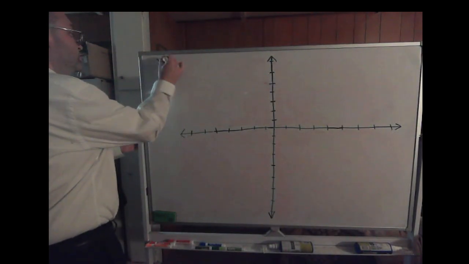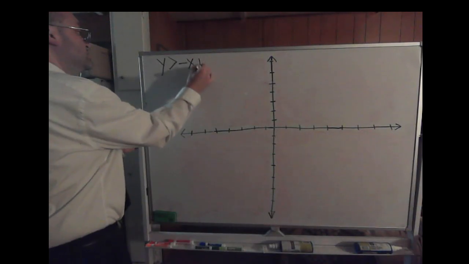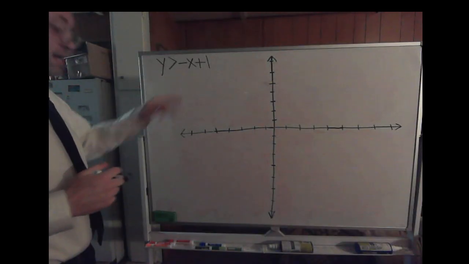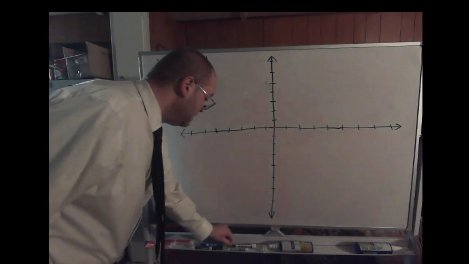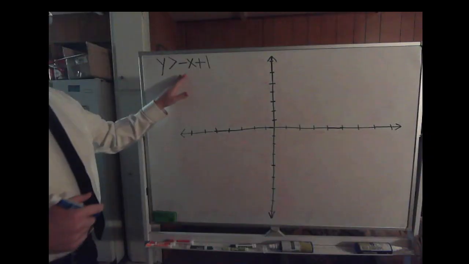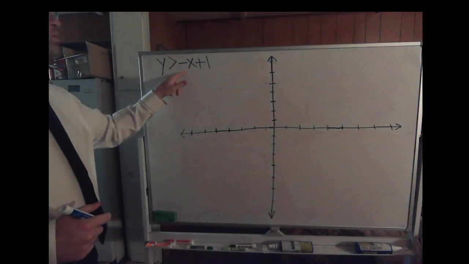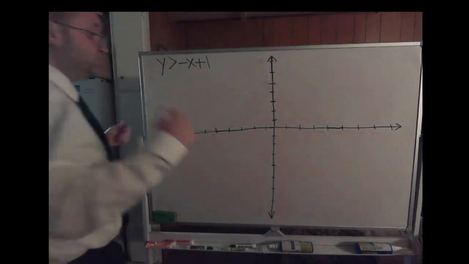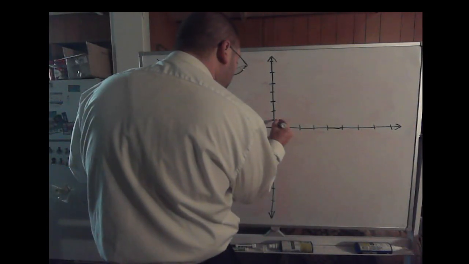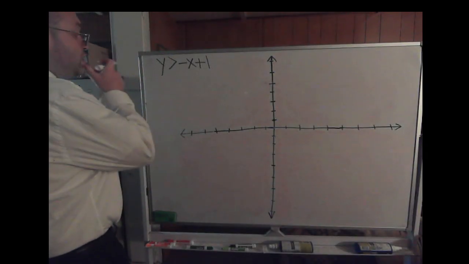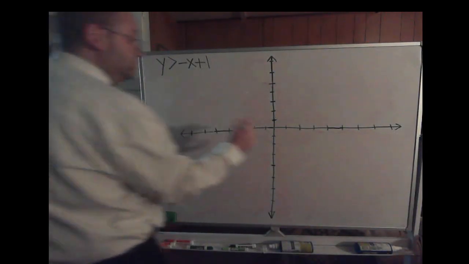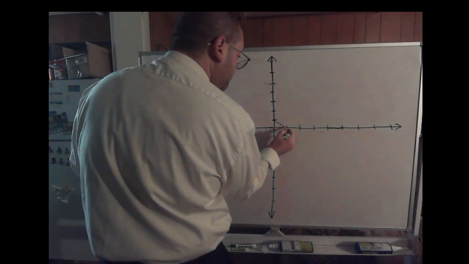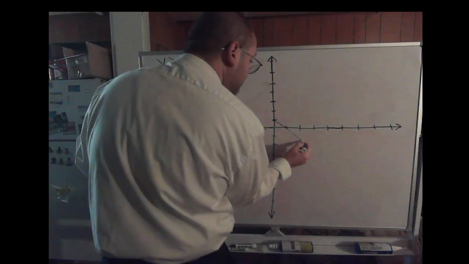I have y is greater than negative x plus 1. So this time we have the inequality y is greater than negative x plus 1. Well, since it's just greater, we're going to draw a dotted line through where y equals negative x plus 1 would be. So when x is 0, y is 1. So we'll have that point here. And then when y is 0, x equals 1. So now we're going to draw a dotted line through these 2 points and then keep extending it.